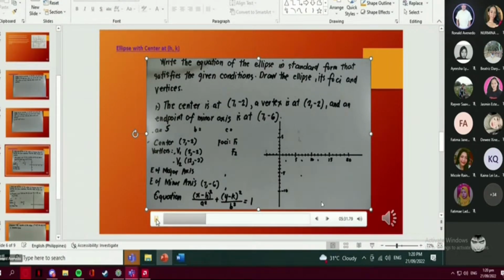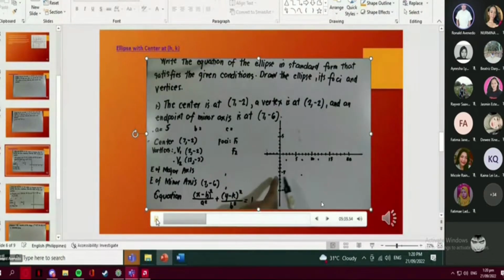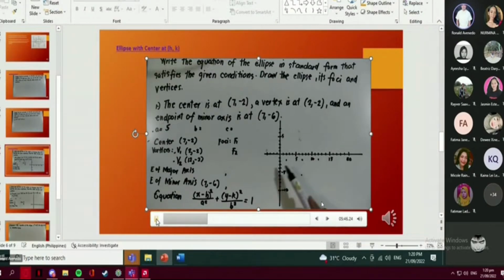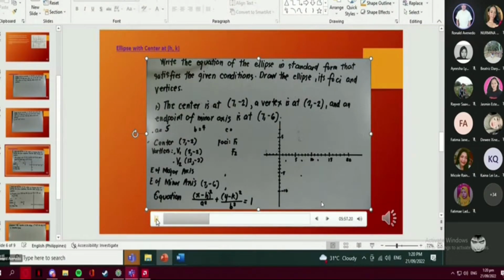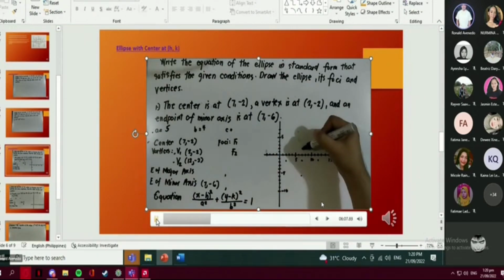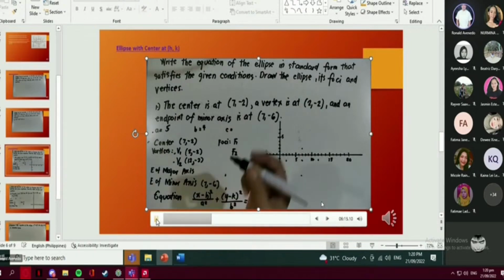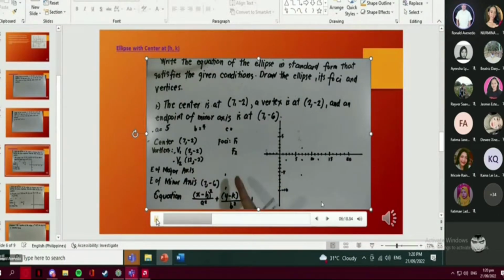The minor axis is the shorter one. The distance from the center to one endpoint of the minor axis is b. So let's count: 1, 2, 3, 4. So our b is 4. To find the other endpoint of the minor axis, count 4 upward: 1, 2, 3, 4. It lands on positive 2, so we have (7, 2) as the other endpoint.